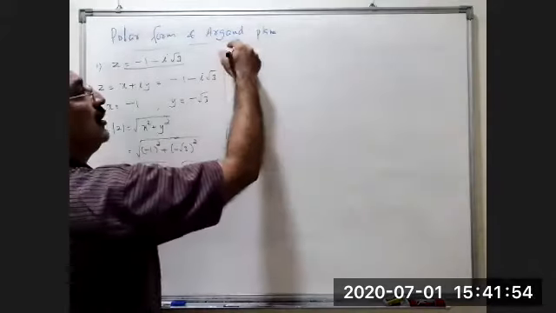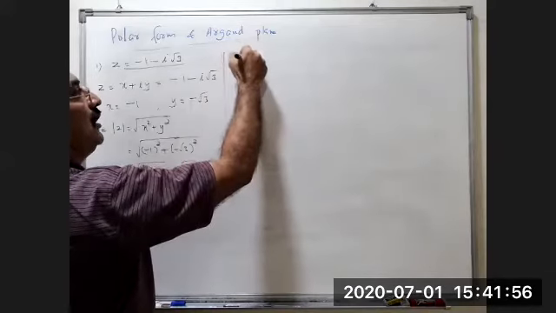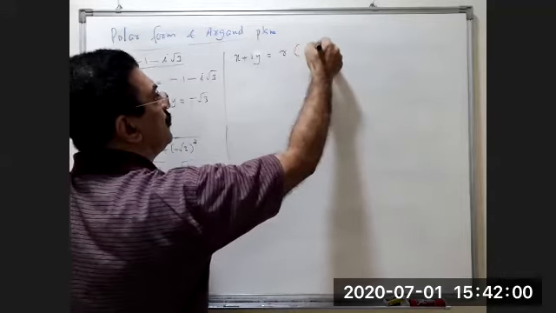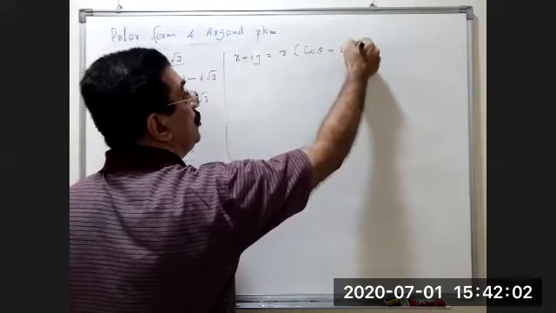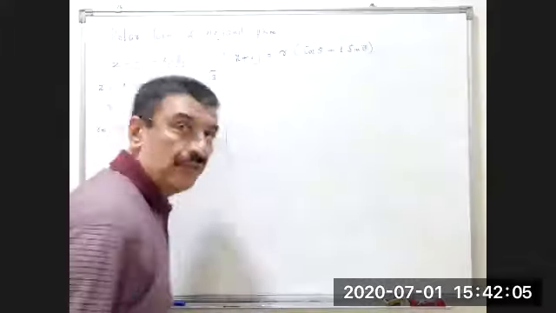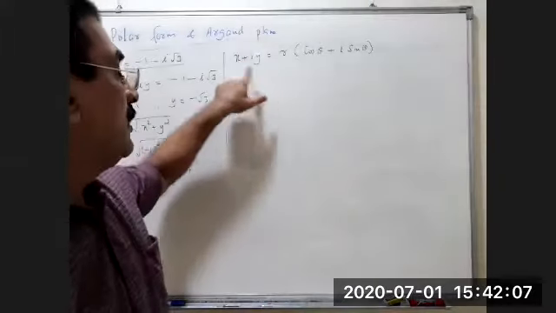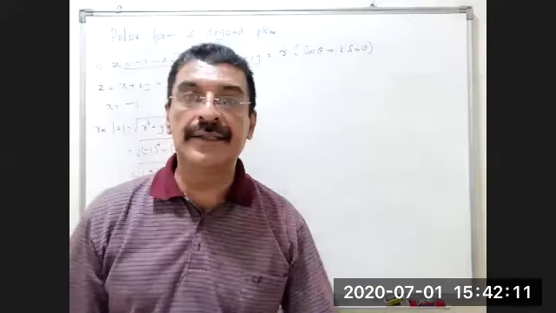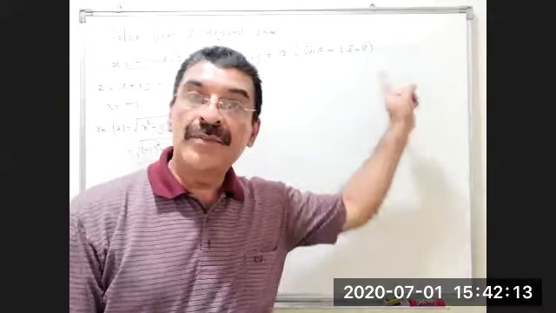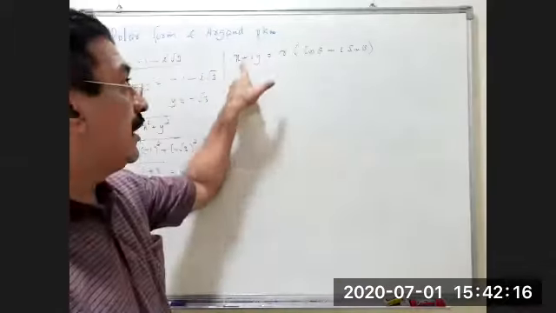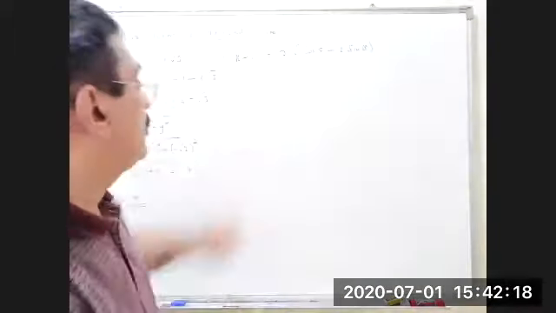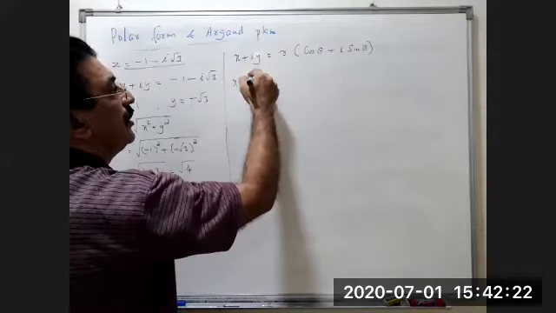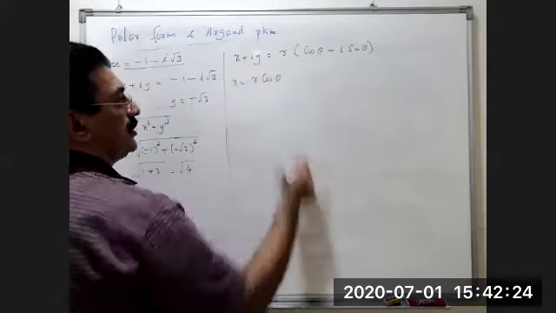Now, we will write the polar form. Since we are not using a figure, instead of using a figure, we can write x plus iy is r into cos theta plus i sin theta. That is called the polar form. From this polar form, we can write the value of x and y. From this, what is x? x is r cos theta.